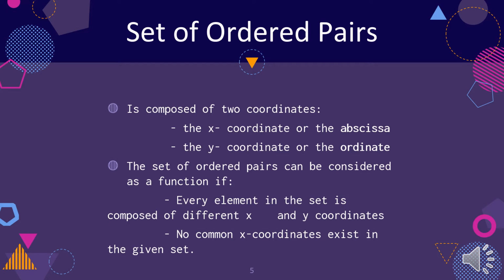A set of ordered pairs is composed of two coordinates. The x coordinate is the abscissa, and the y coordinate is the ordinate. As I've said earlier, in a set of ordered pairs, the domain is the set of all x coordinates, while the range is the set of all the y coordinates. The set of ordered pairs can be considered a function if every element in the set is composed of different x and y coordinates, and no common x coordinates exist in a given set.